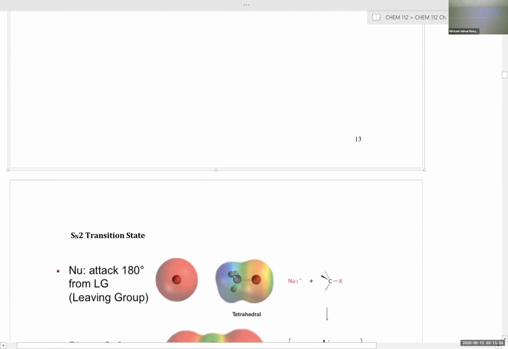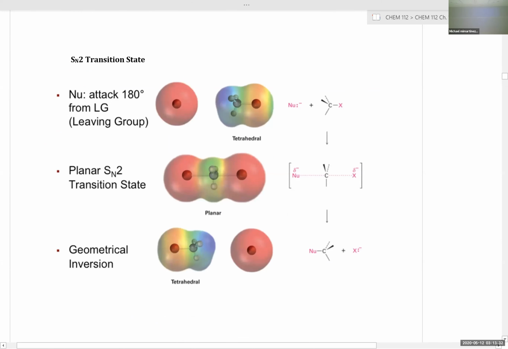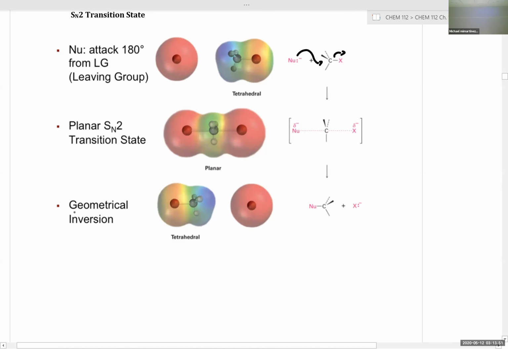Okay, so let's practice drawing some mechanisms and let's look at the transition state. So after the nucleophile attacks 180 degrees from our leaving group, we end up with this planar transition state where we're forming a bond with our nucleophile and breaking our bond with our leaving group. And at the end of this process, we have a geometrical inversion. We've completely inverted our stereocenter.